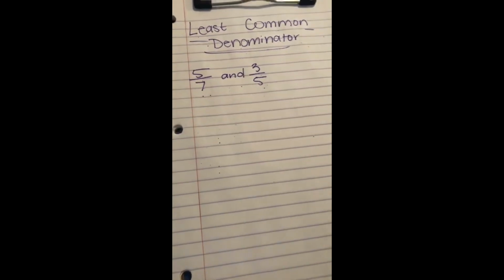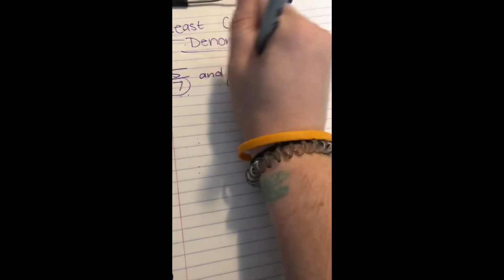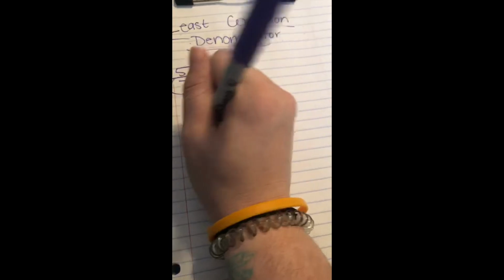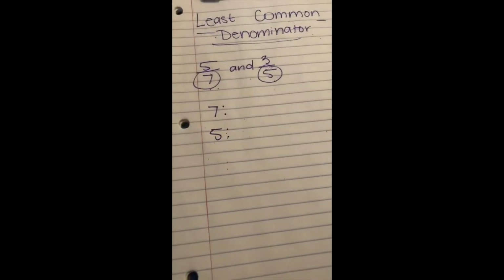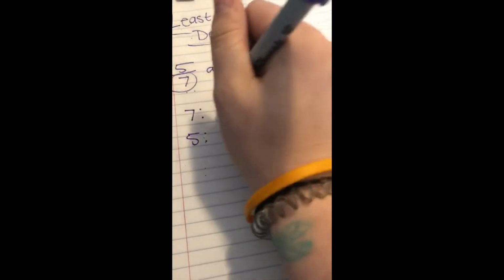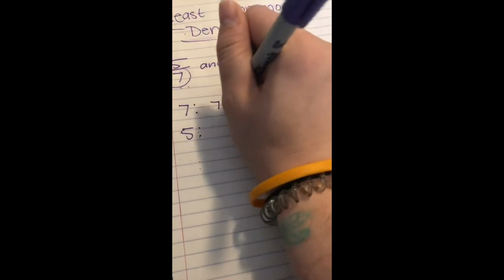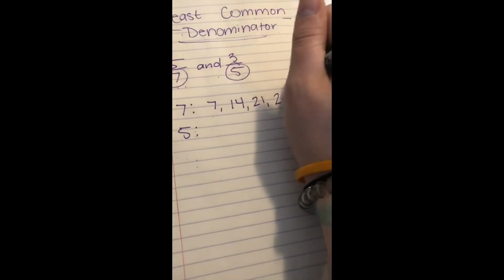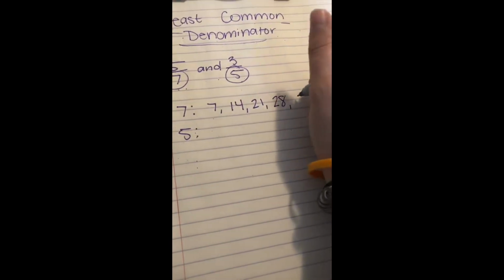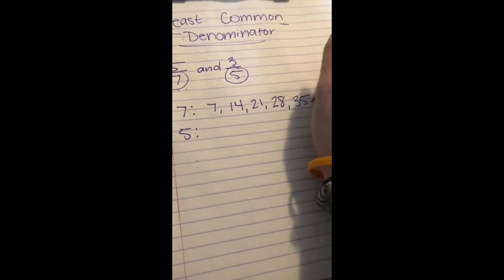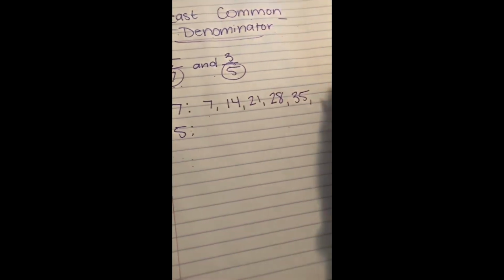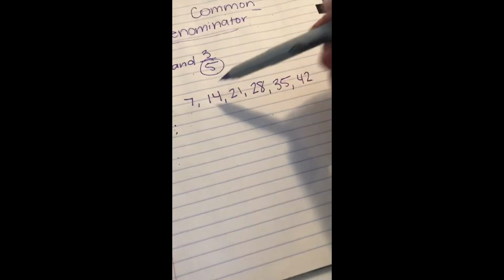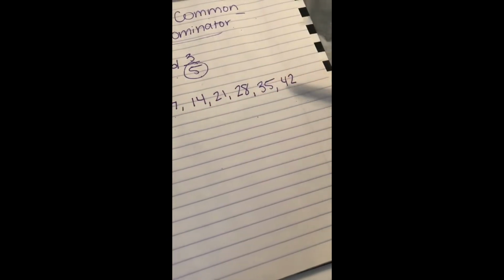So the first thing you need to do is to look at just your denominators. So we have 7 and we have 5. And then all you're going to do is list the multiples of 7 and 5, or skip count. So for 7, I would do 7, 14, 21, 28, 35, and then let's just do one more, let's say 42. Okay, so that's like if I did 7 times 1, times 2, times 3, times 4, times 5, times 6.